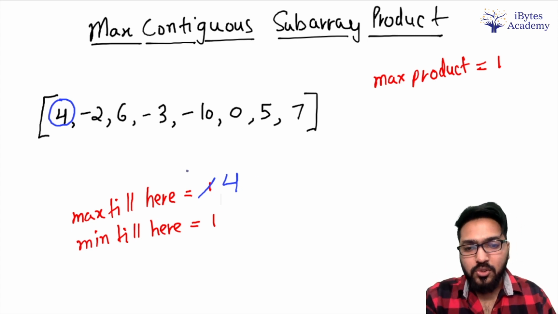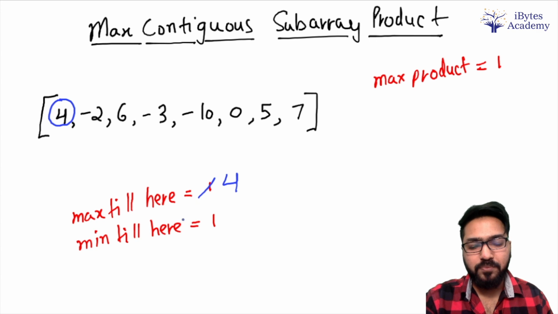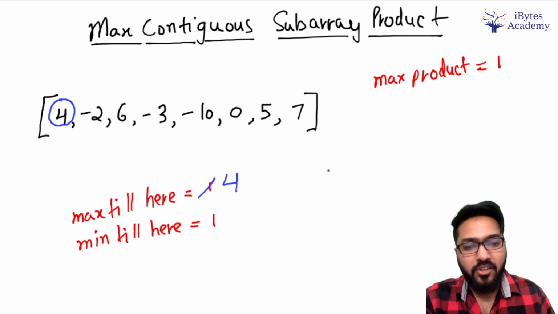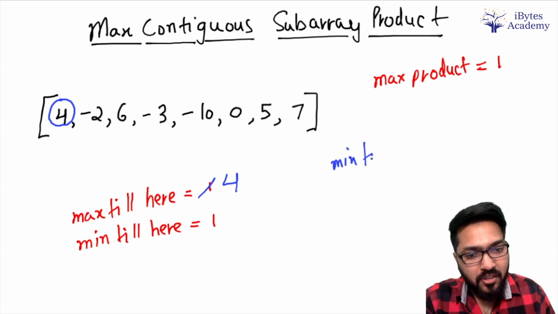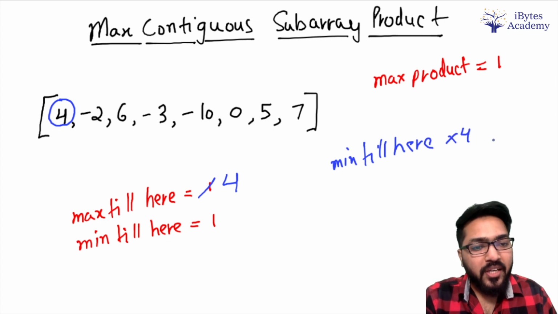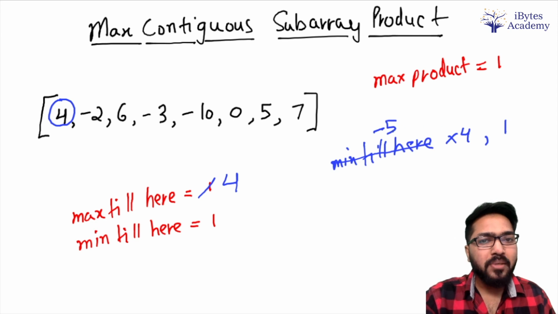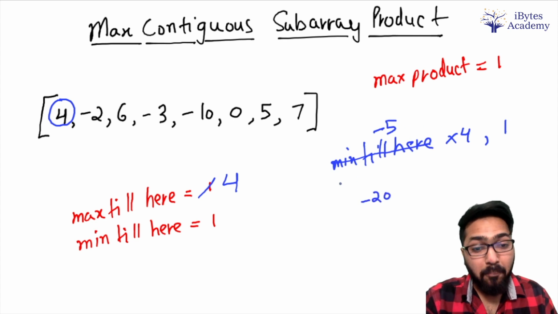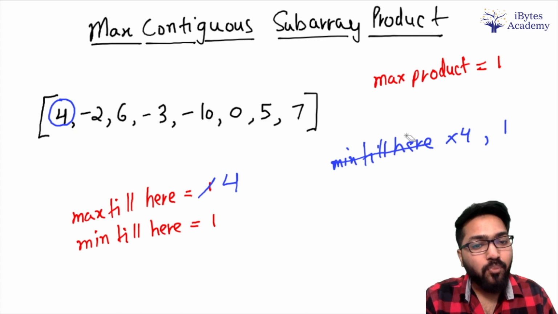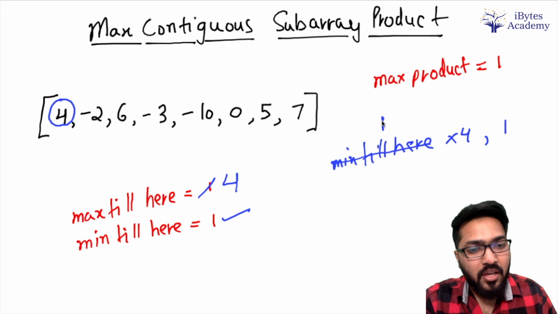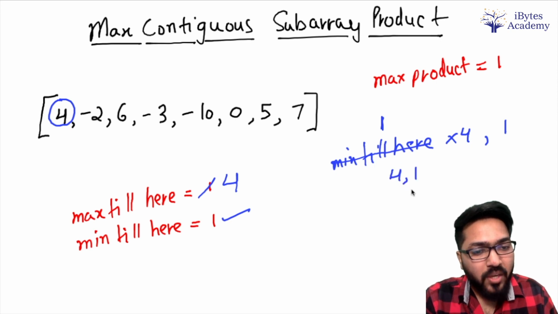Okay, chalo. So if my number is positive, for max till here it is very simple: I just multiply it by 4. For min till here, I will also multiply it by 4, and I am going to take its minimum with 1. Basically, if my min till here is a negative number, let's say -5, then obviously my new min till here is going to be -20, right? But if my min till here is a positive number, like over here it is 1, then I will take the minimum of 4 and 1, which is going to be 1.